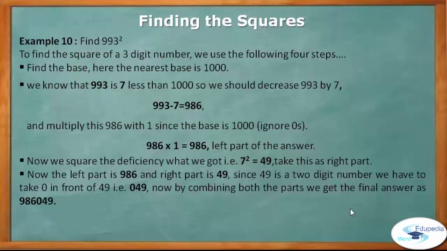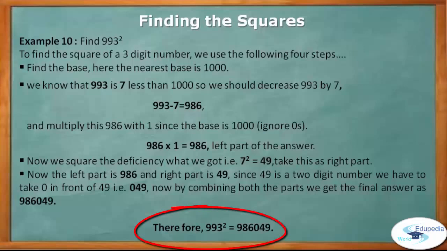So by placing 0 in front of the right part of the answer, that is 49, I am going to make it equal to the number of zeros in the base. So now by combining both the parts, I am going to get the final answer as 986,049, and therefore we can say that 993 square is equal to 986,049. So guys, this is the way how we can use Nikhilam Sutra in finding the squares.